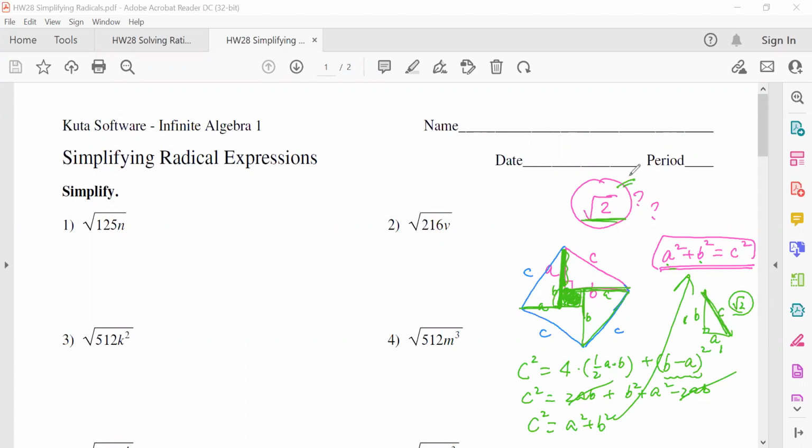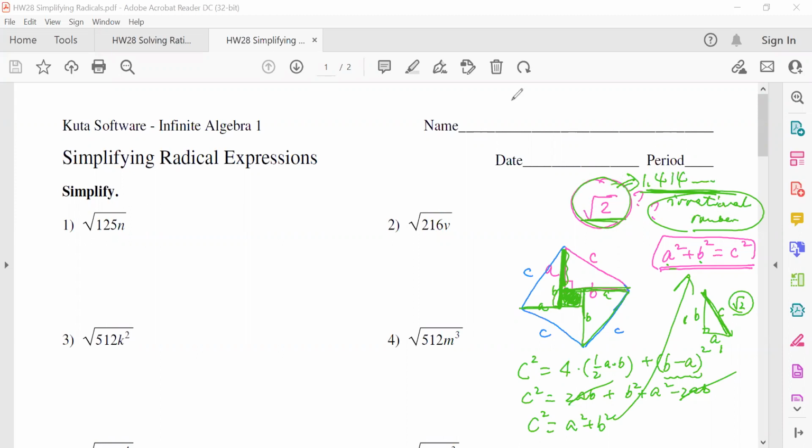Square root 2 is not a whole number, right? It is 1.414. This is called an irrational number. Irrational number, right? The digits do not repeat; there is no repeating pattern. So this is where the square root comes from.